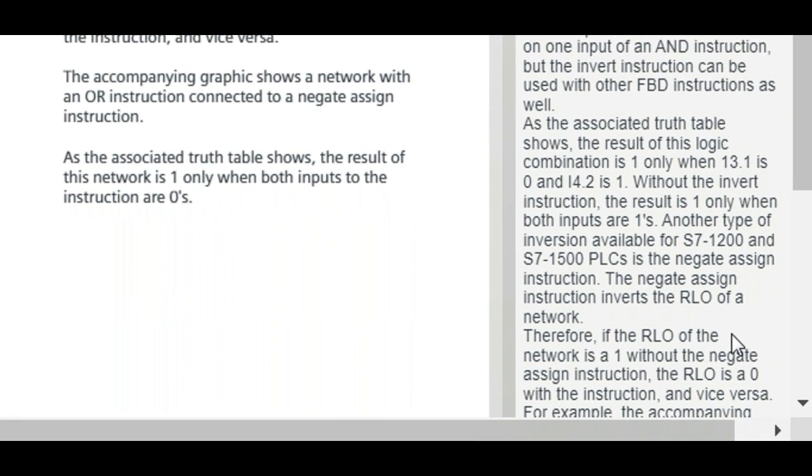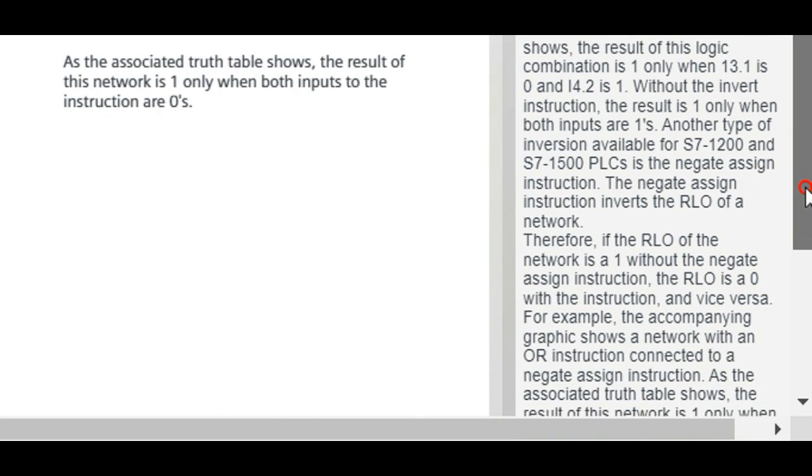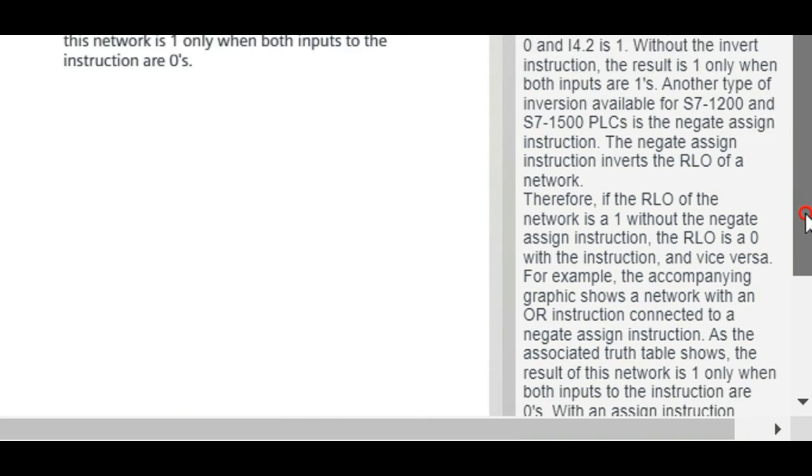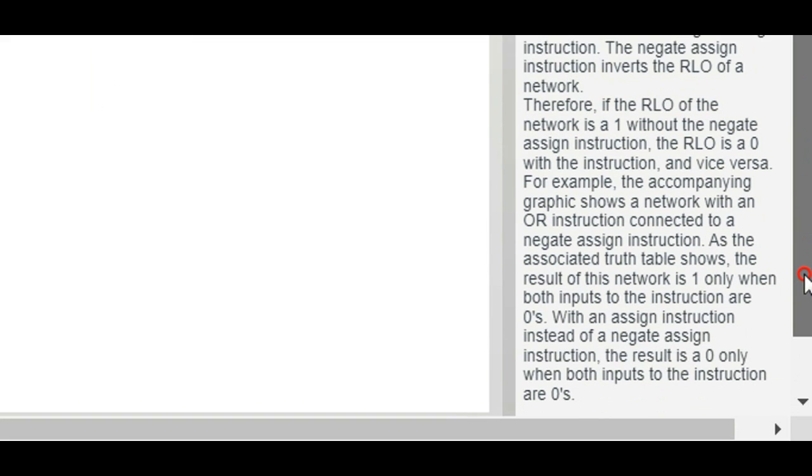As the associated truth table shows, the result of this logic combination is 1 only when I3.1 is 0 and I4.2 is 1. Without the invert instruction, the result is 1 only when both inputs are 1s.